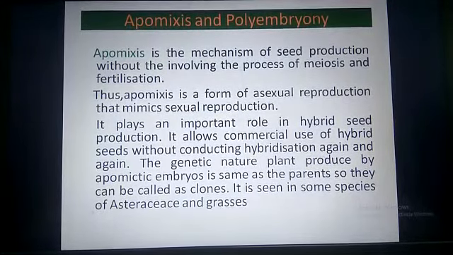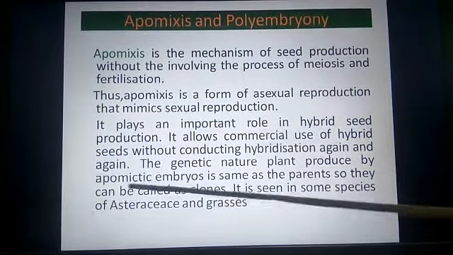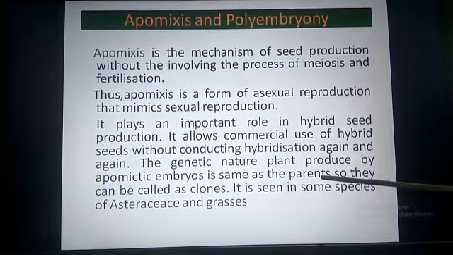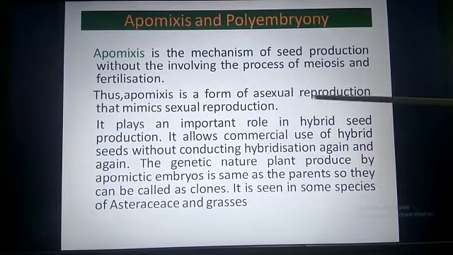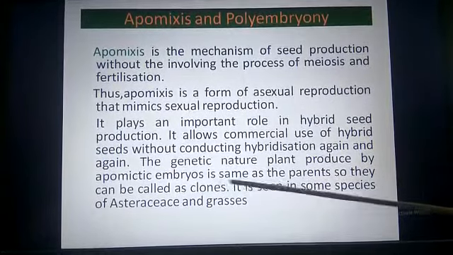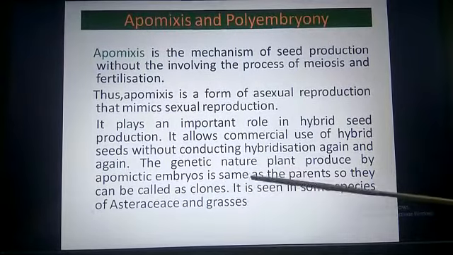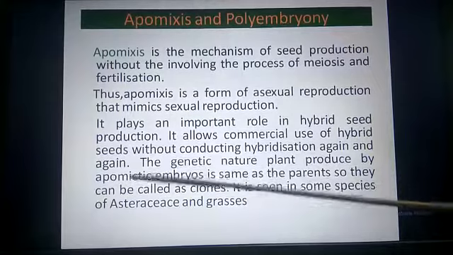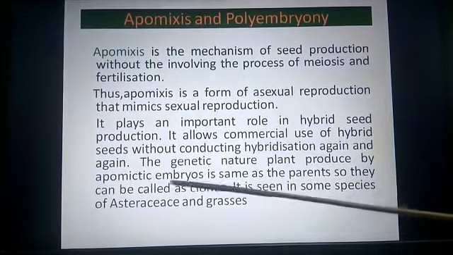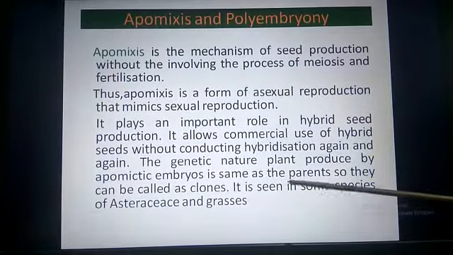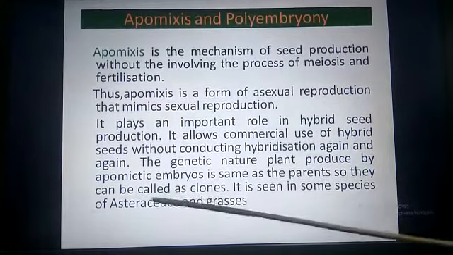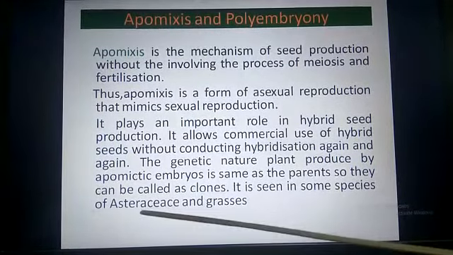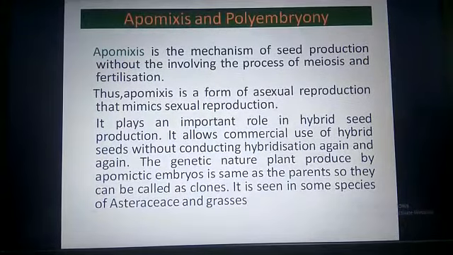The genetic nature of plants produced by apomictic embryos is the same as the parents. So it is a form of asexual reproduction. Therefore, the plant produced through this apomictic embryo will be exactly the same as the parent, so they can be referred to as clones. Apomixis can be seen in some species of Asteraceae and grasses.